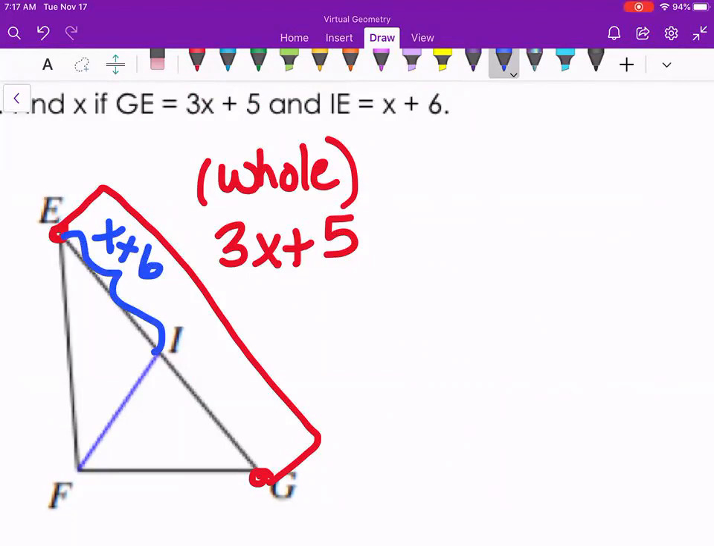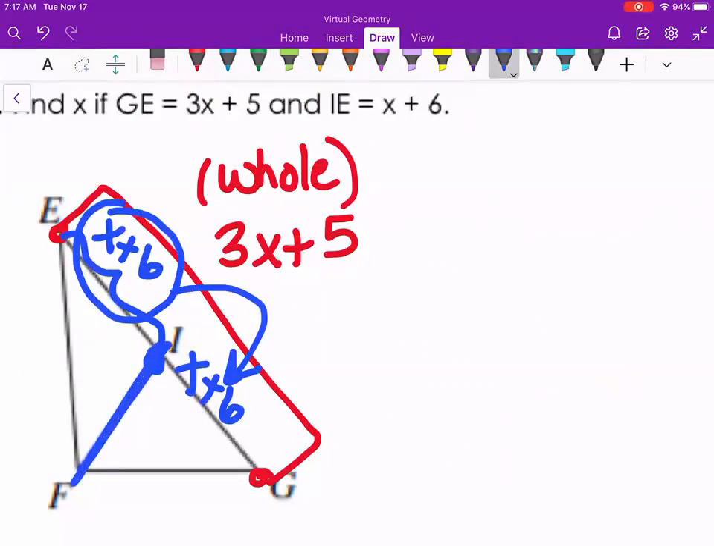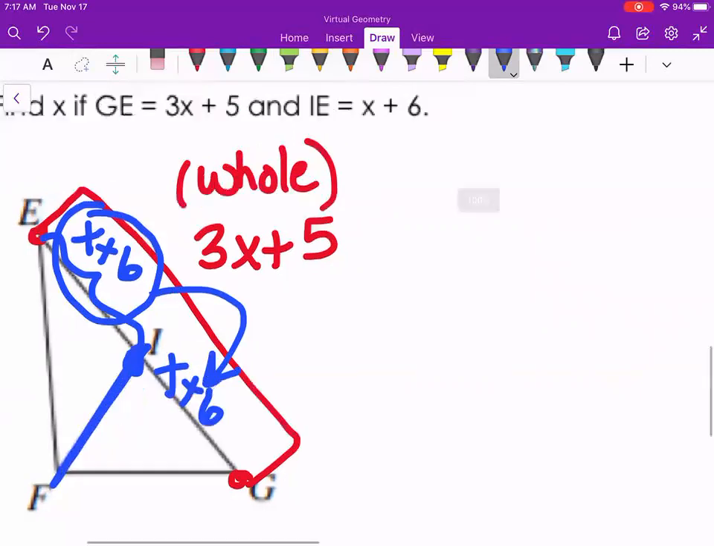But again, like we did before with the 18s, if I know what's going on at one of these parts, I can copy it over to the other part, x plus 6. And now I can get my x. Because remember, we talked about segment addition. Part 1 plus part 2 is the whole entire way across. But now because we're dealing with a midpoint where I is at, the two parts are equal.